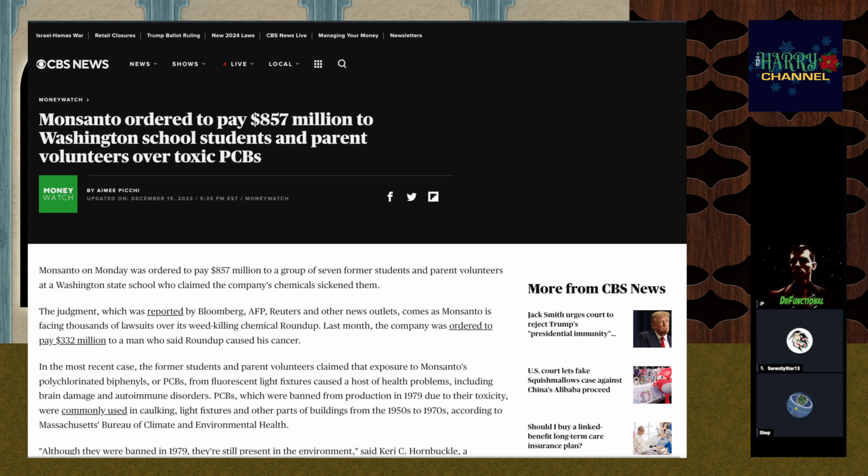PCBs were banned from production in 1979 due to their toxicity, but they're still in light fixtures and other parts of buildings from the 1950s to 1970s. Specifically, if you have a ballast on a fluorescent light fixture, it may contain components which have small amounts of PCBs in them, which could leak out over time. But it is an incredible stretch to say that the fluorescent lights in a school caused any of these problems for these people. This is utter bullshit.